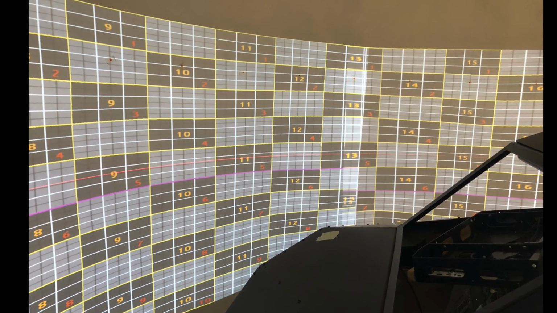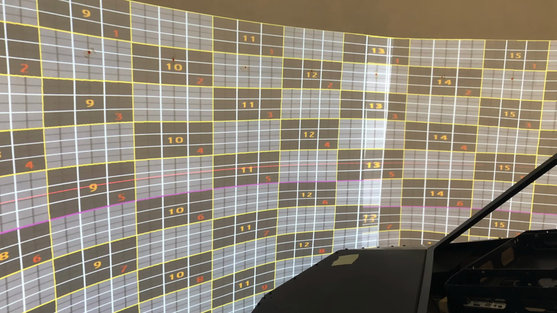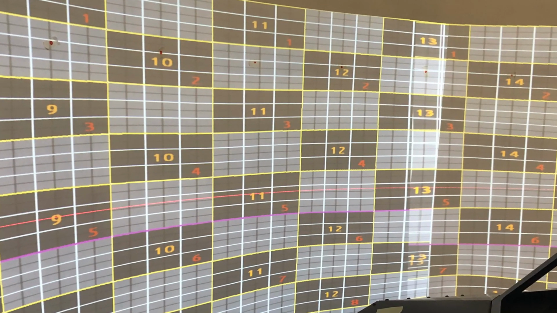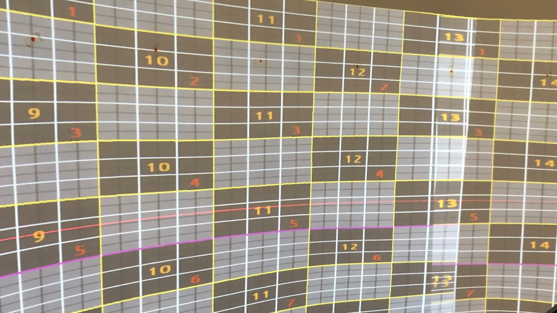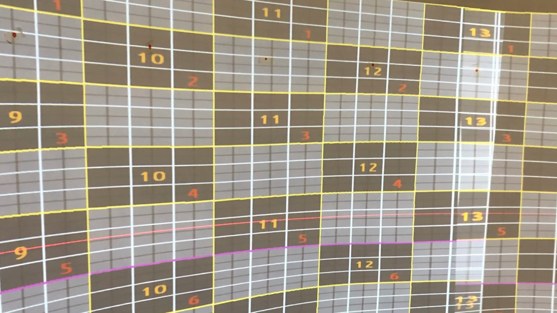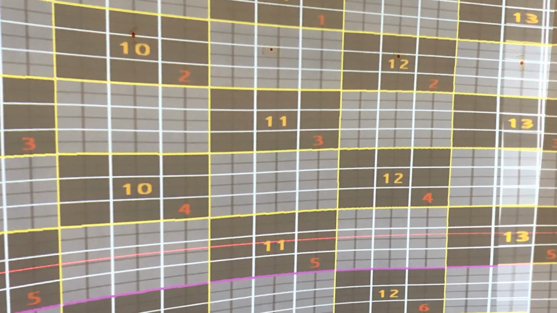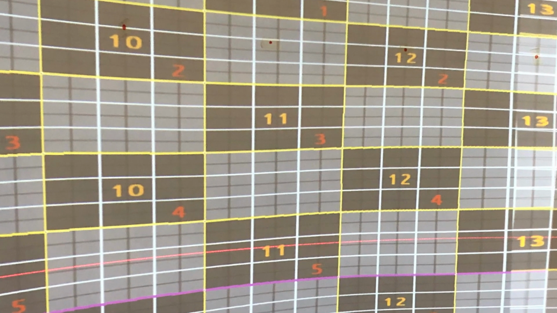Mark the distance between the columns precisely on your screen with markers. You take the total length of your visual screen, or the circumference, and divide it by the amount of columns that you want to use. That's the distance between these markers.